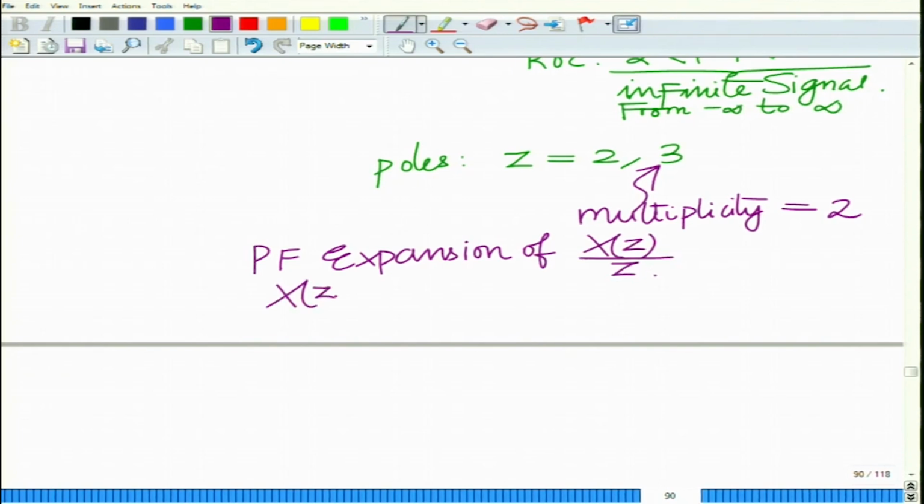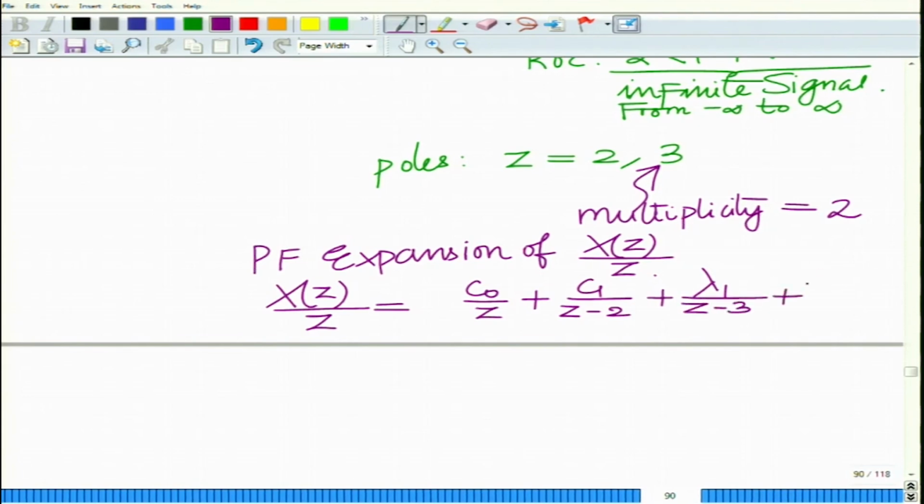And therefore, if you look at the partial fraction expansion of X(z) over z, that will be of the form X(z) over z equals C0 by z plus C1 by z minus 2, plus corresponding to the pole at z equal to 3 of multiplicity 2, we will have two terms: lambda 1 by z minus 3 plus lambda 2 by z minus 3 whole square.